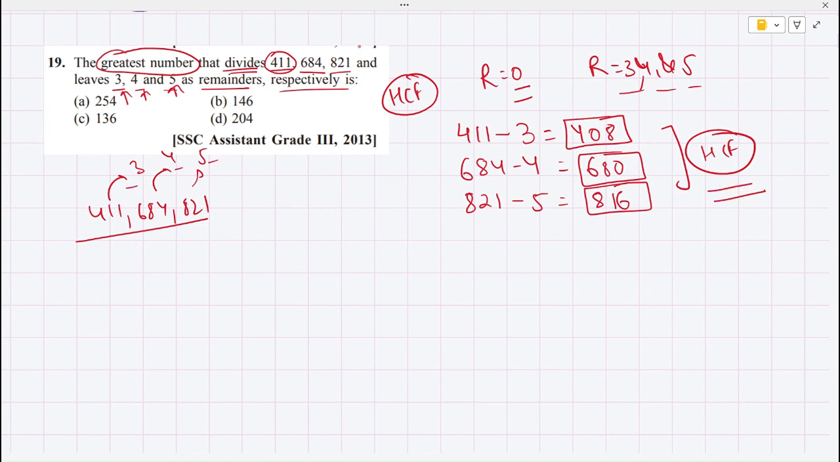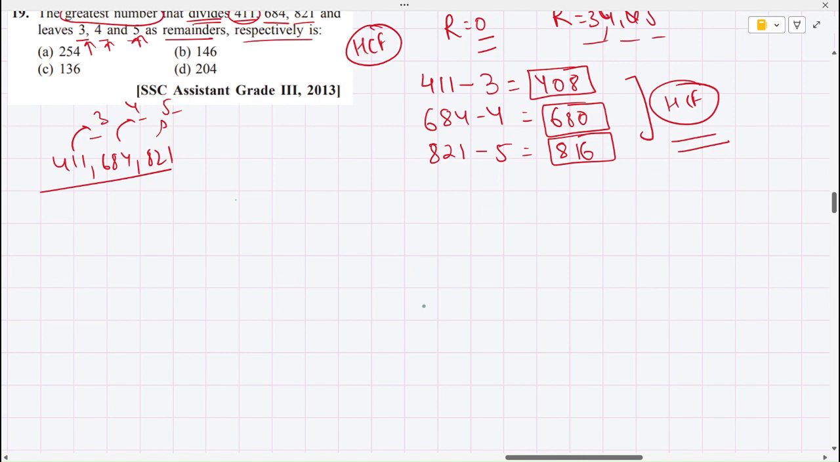because this highest common factor is meant for these particular numbers, which means that this highest common factor divides these numbers completely, and the remainder that we'll get will be 0 in this particular case. And now to find out the highest common factor of 408, 680 and 816, what we'll do is we'll just try to convert them into prime numbers or perhaps factors in form of prime numbers.